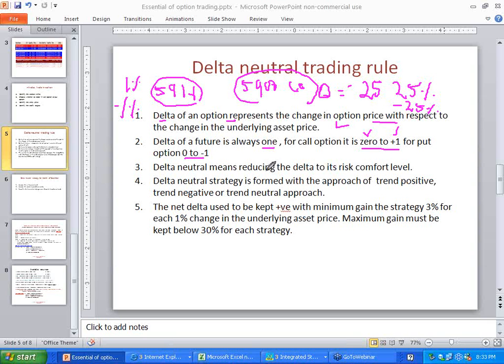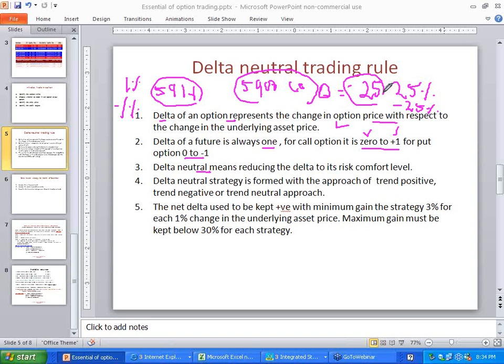So what does delta neutral mean? It means reducing the delta risk to a comfort level. If someone says, buy a call option which has a delta of 0.25, I will not agree. I will ask why take this much risk, because a 25% or 30% depreciation will land me in a great loss. A 1% movement in the price carries a 25% risk. So this is not advisable.